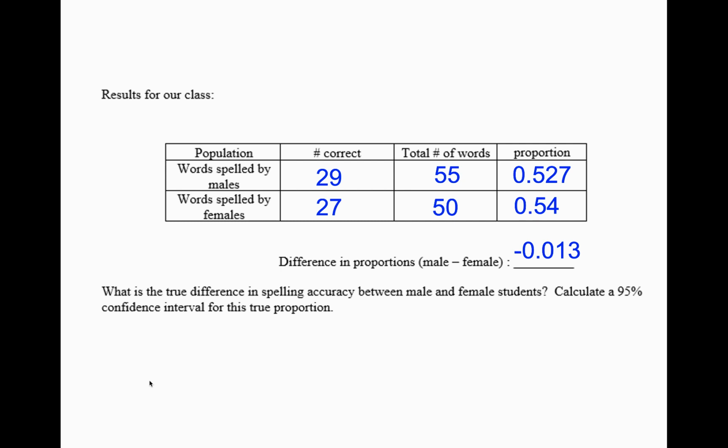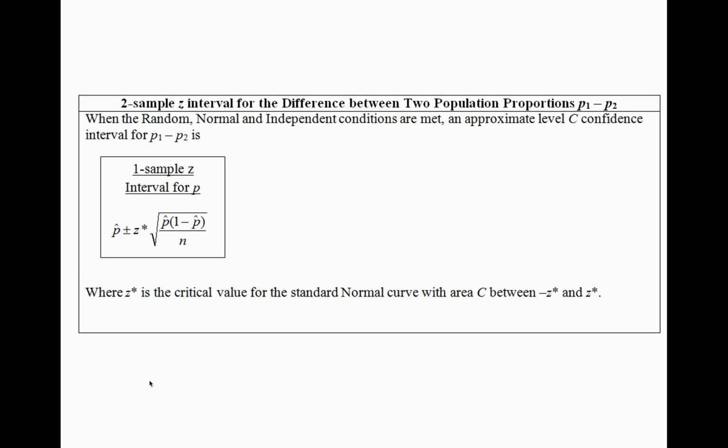So there is a little bit of a difference, but what we want to know is: is this difference significant, or do male and female students essentially spell with the same level of accuracy? So it says, what is the true difference in spelling accuracy between male and female students? And we're going to answer this question by calculating a 95% confidence interval for this true proportion. And we're looking for the difference, remember, in correctly spelled words.